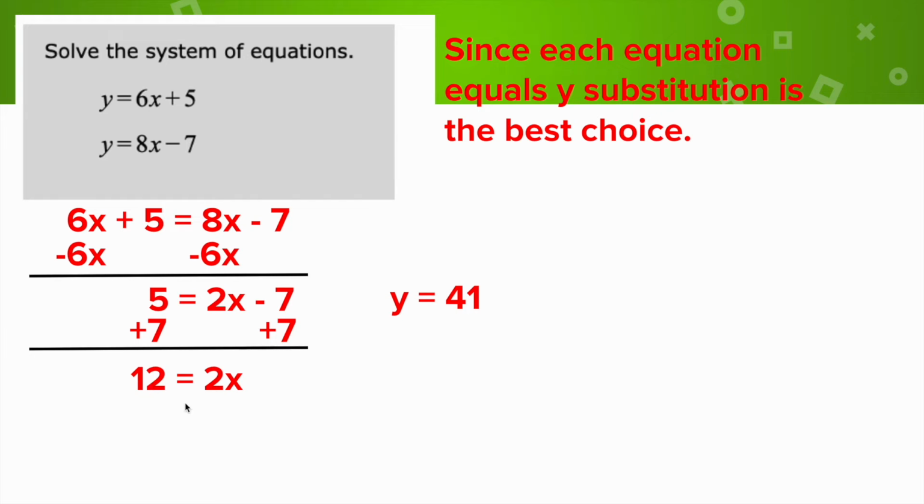Now I'm going to undo that multiplication with division. So 2 divided by 2 cancels, it becomes 1. 12 divided by 2 is 6. So 6 equals x. Remember, that's half the solution.